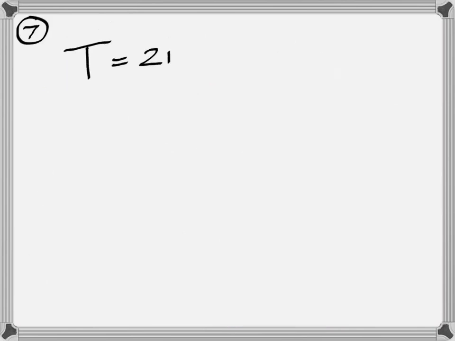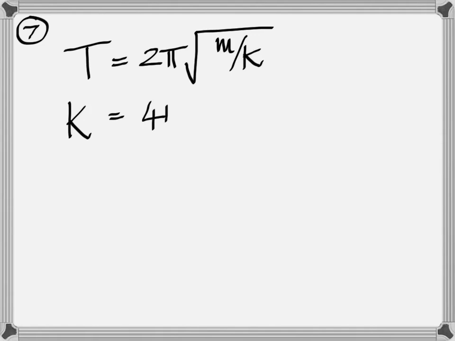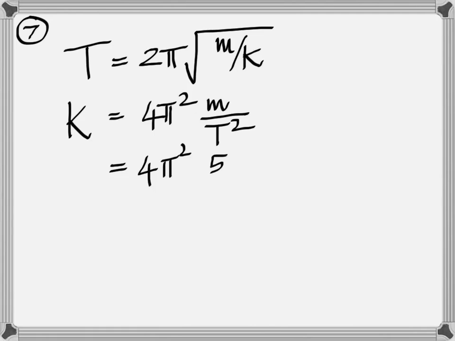7, time period of oscillations. Square both sides, rearrange to find K.